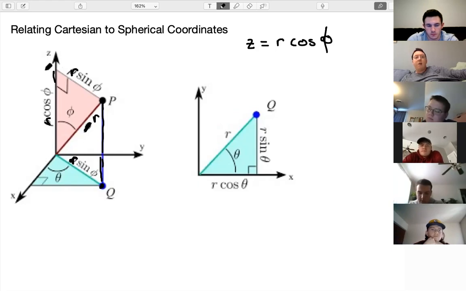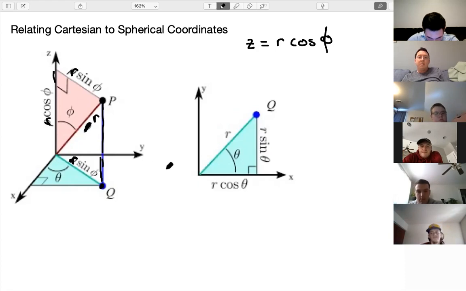We already figured out the Z part. We're trying to focus on the XY part. So we want the shadow of this point in the XY plane. That means we only want the information perpendicular to the Z axis, and so that's why we pick out this. We already used cosine phi. Now we're going to use sine phi. All right, so now this becomes the hypotenuse.